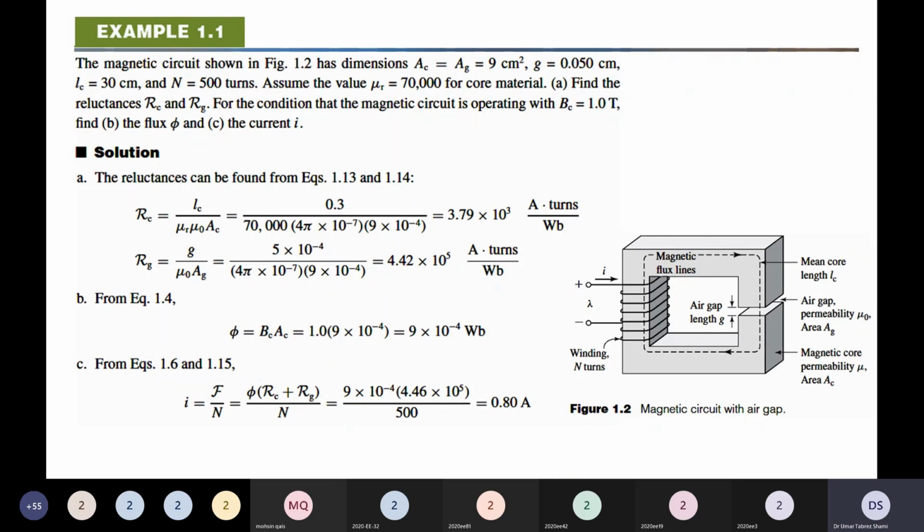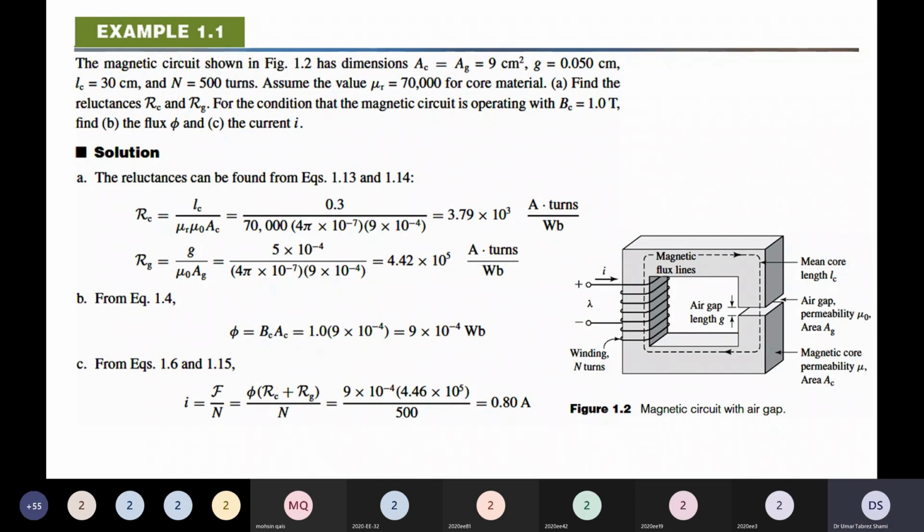It is unitless. Remember that it is unitless. It is a relative term. It does not have any unit. Okay. For part A, find the reluctances of the core and the gap for the conditions shown, where the magnetic circuit is operating with a flux density of 1 Tesla, and find the flux and the current I.